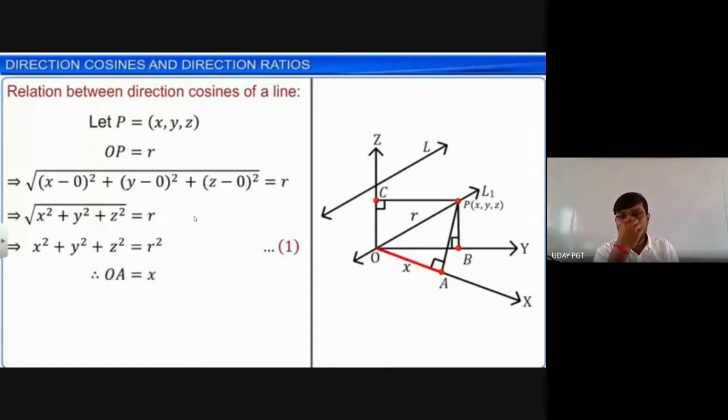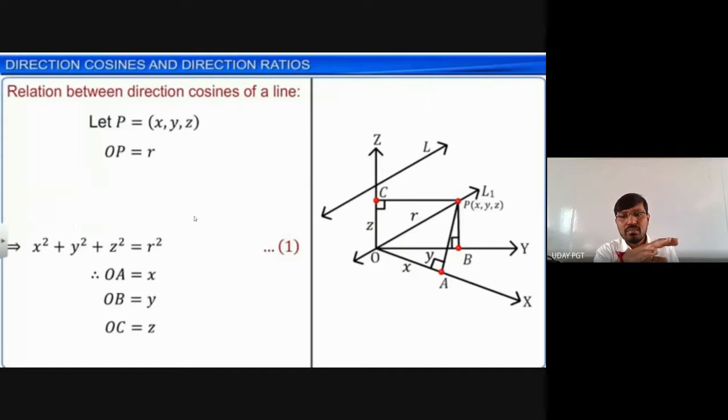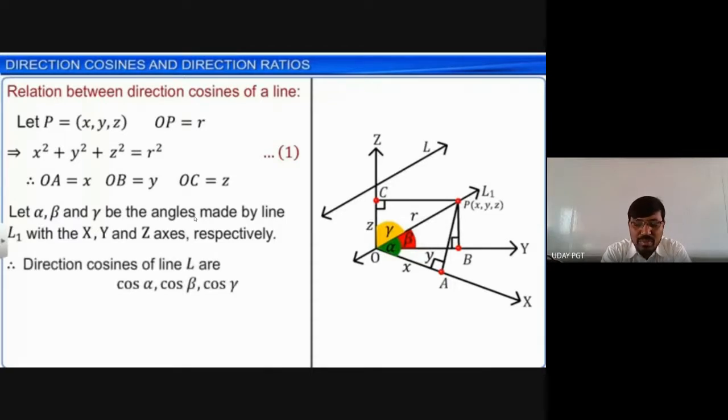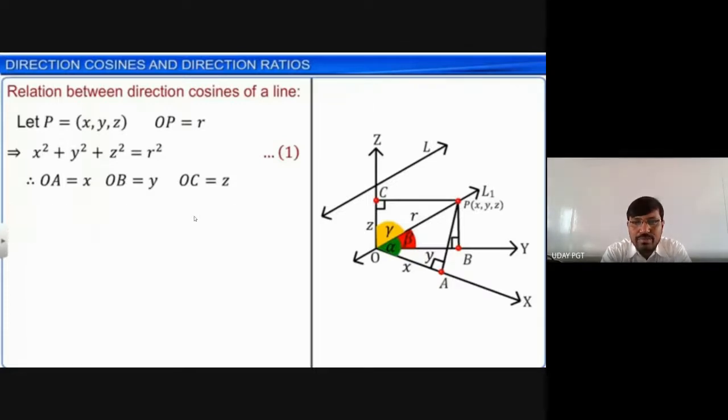When you drop the perpendicular lines, OA, OB, OC are perpendicular to PA, PB, PC. So OA is equal to x, OB is equal to y, OC is equal to z. Let alpha, beta, gamma be the angles made by this line with the X, Y, Z coordinate axes. Then cos alpha, cos beta, cos gamma are the direction cosines.